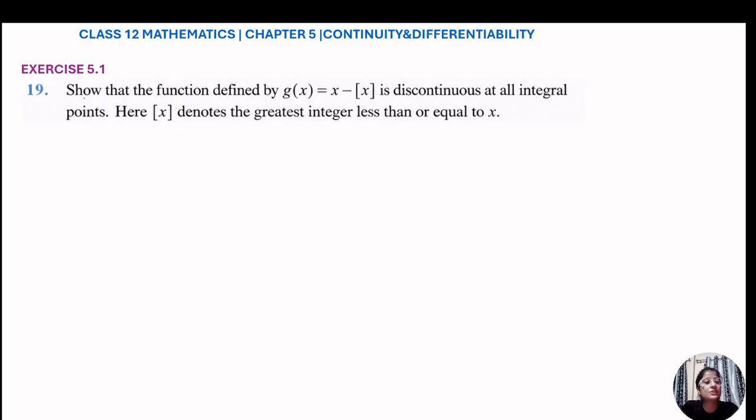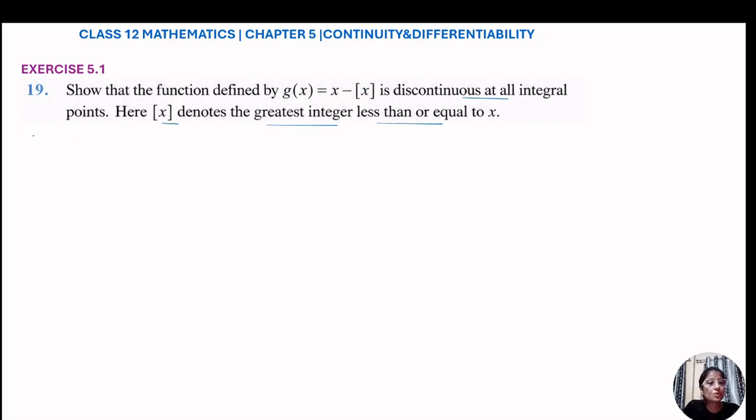Our question is: show that the function defined by g of x equals x minus [x] is discontinuous at all integer points, where [x] denotes the greatest integer less than or equal to x. What we have to show is that g is discontinuous at all integer points.